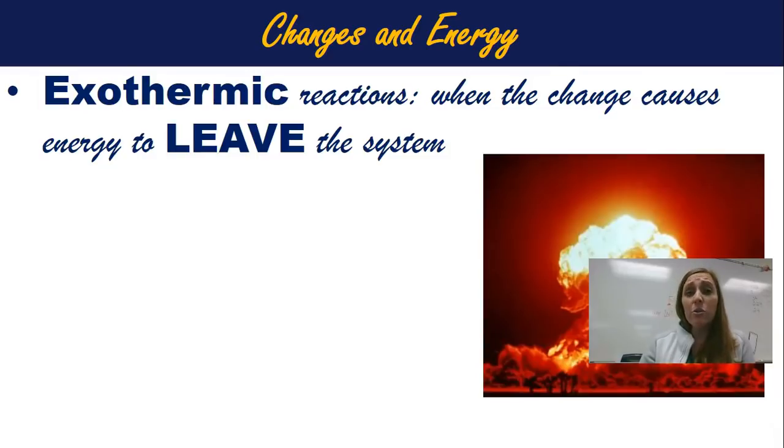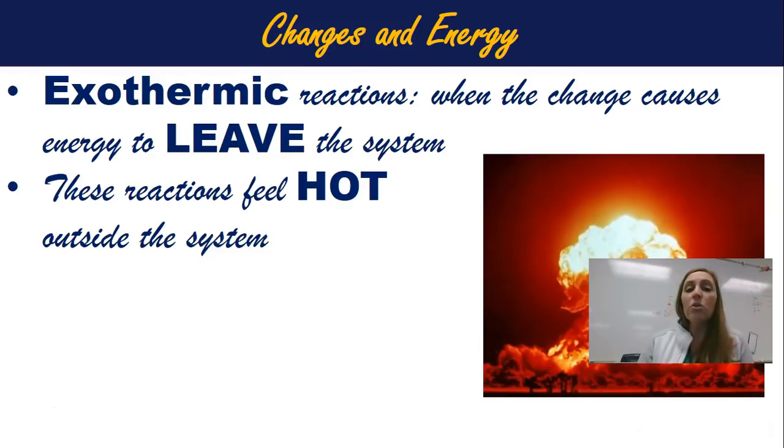All right, so there are two types of energy changes in reactions, and that's both physical and chemical. And the first one is an exothermic reaction. So an exothermic reaction is when the change causes energy to leave the system. So think of exiting. Energy is leaving the system or exiting the system. These reactions feel hot outside the system. So if you mix something up in a beaker, and when you mix it, suddenly it gets really, really hot, that's an exothermic reaction.